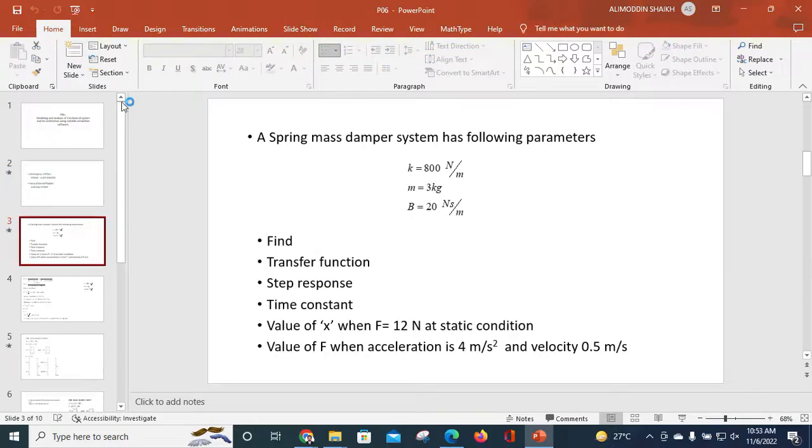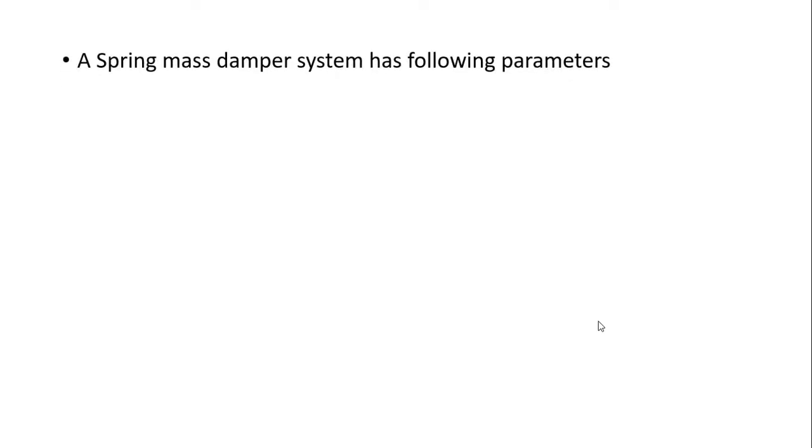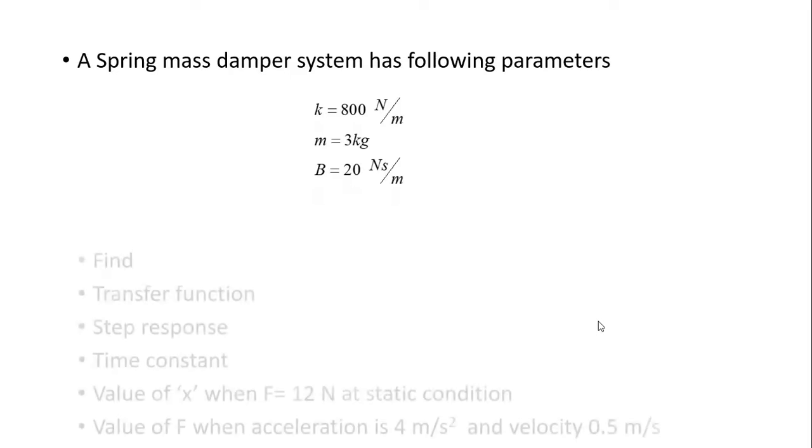Now, for this experiment, there is one numerical given, and I will read the statement. A spring mass damper system has the following parameters: stiffness 800, mass 3 kg, coefficient of damping 20 Newton second per meter.